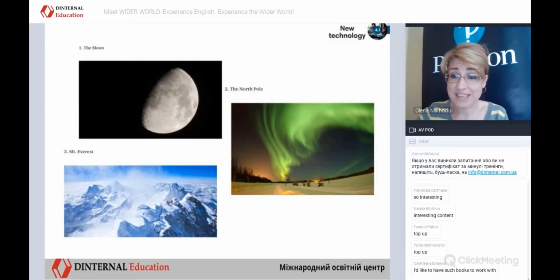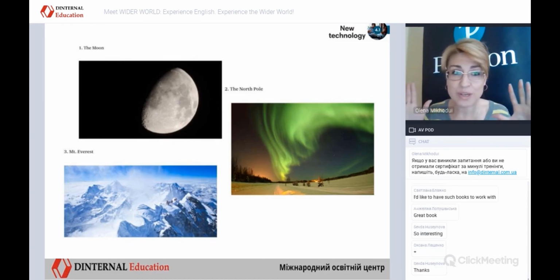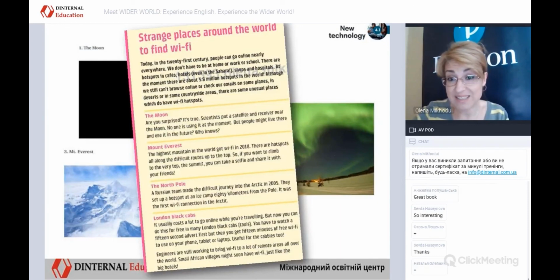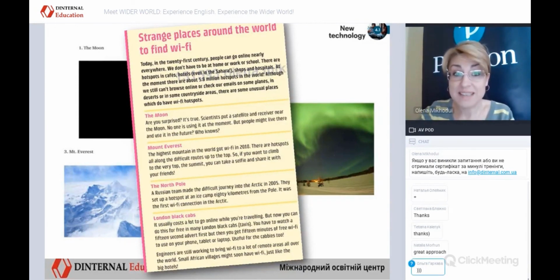Wonderful. And finally, this one is just great. Any ideas what these unusual places are, how are they connected with technology? I've got here a picture of the moon, the North Pole, and Mount Everest. Any ideas? So it's the final lesson of the unit on new technology. Actually, I was surprised myself. There is a text at the end of the unit, strange places around the world where you can find Wi-Fi. And strangely enough, I didn't know it. So it appears that the moon, Mount Everest, the North Pole, and London black cabs, of course, are some of the unusual places where you would not expect to have access to Wi-Fi, but it's there.